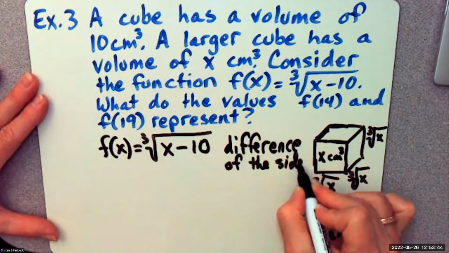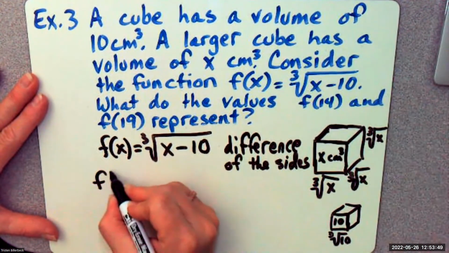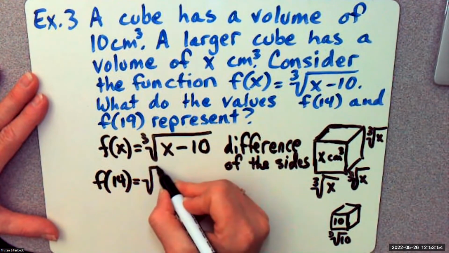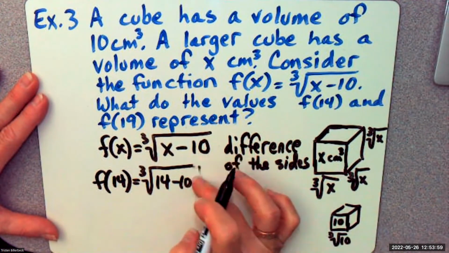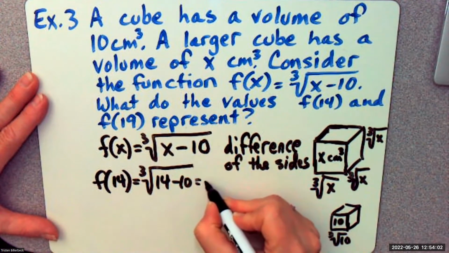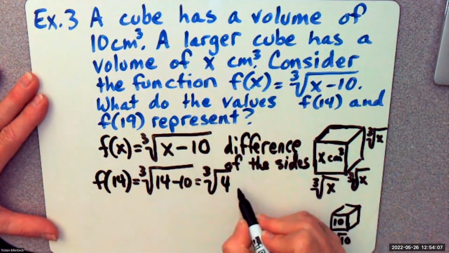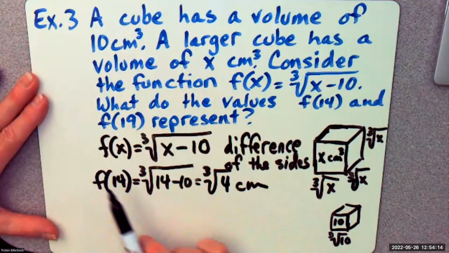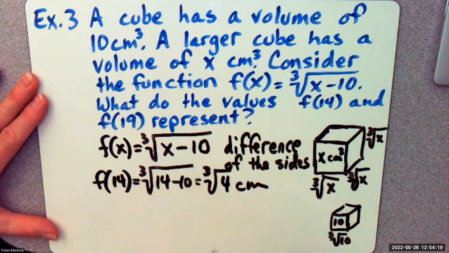Okay, so now we know what this formula means. If we look at f of 14, and we do the cube root of 14 minus 10, that's going to give us the cube root of 4. We're dealing with centimeters, so the units are going to be centimeters. So that's the difference in the sides of the two cubes when this cube is 14 centimeters cubed.